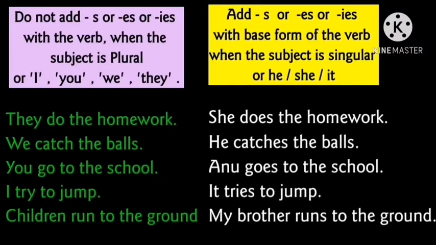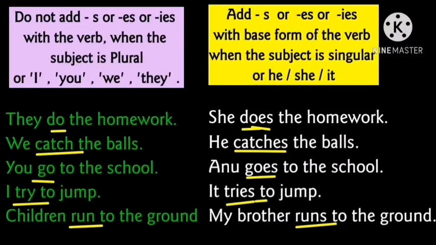We add s or es or ies to the base form of the verb when the subject is singular, or he, or she, or it. For example, she does the homework. He catches the balls. Anu goes to the school. It tries to jump. My brother runs to the ground.